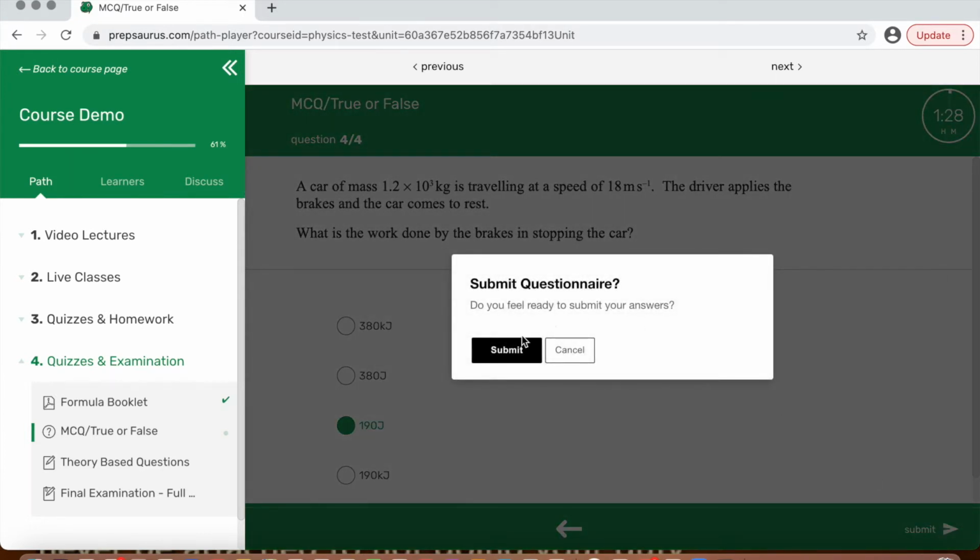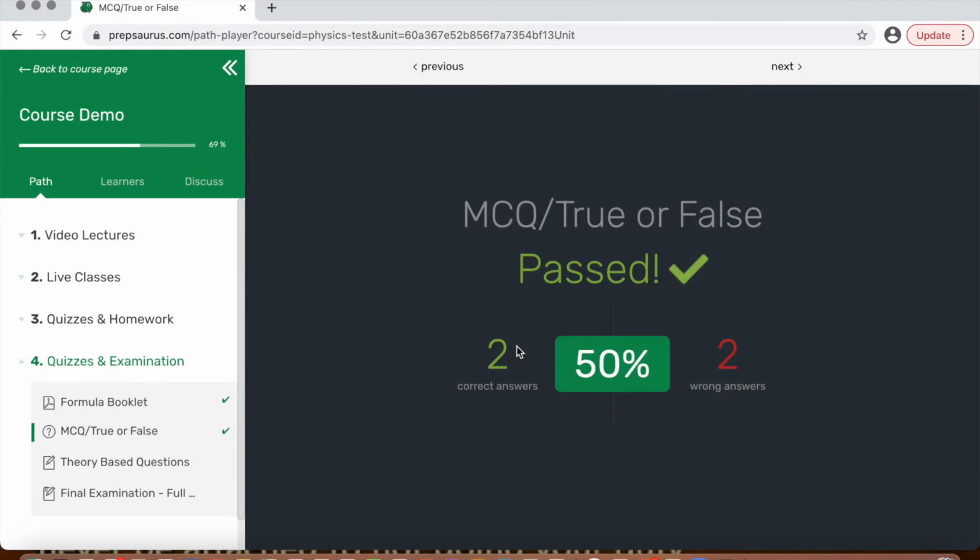Once submitted, the system prompts whether they are sure that the answers are ready to be submitted. Once it's pressed, the student is given the output of the answer. They are shown how many answers are correct, how many answers are wrong. The answers can be displayed immediately after the test or can be displayed after a few days when everyone has finished the test. Here the passing score of the quiz was 35%, and the student here has passed with a score of 50%.